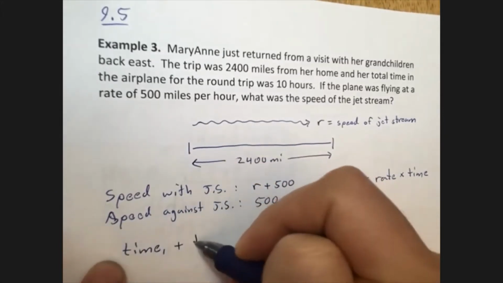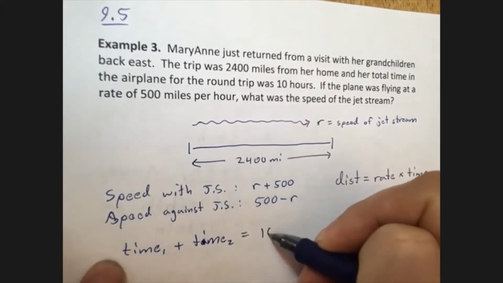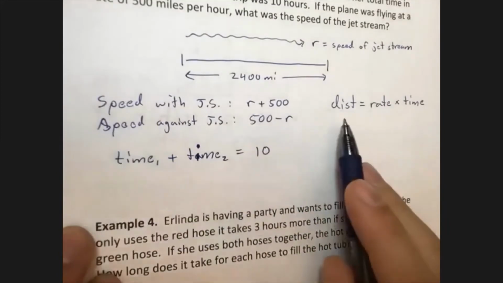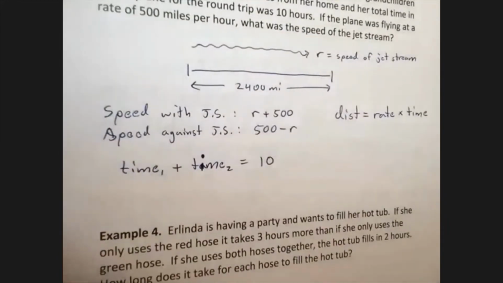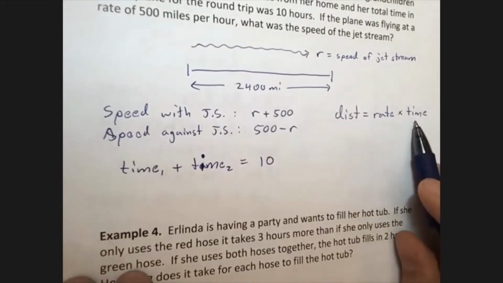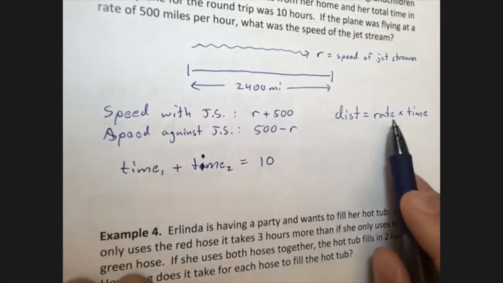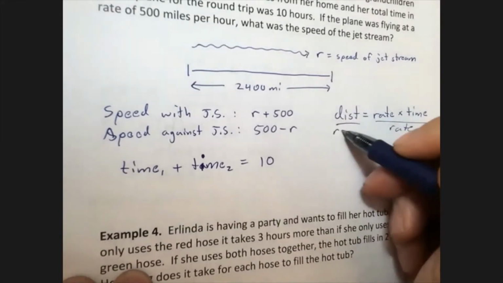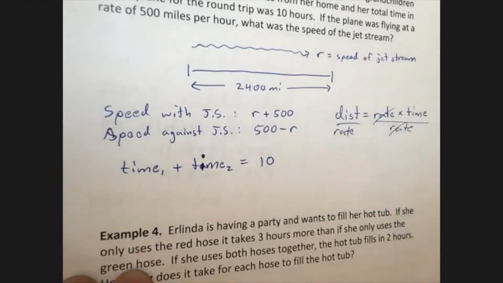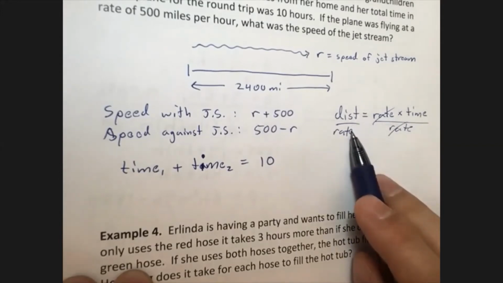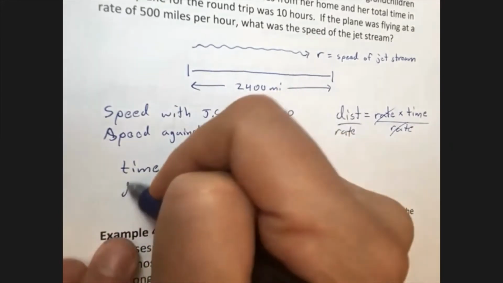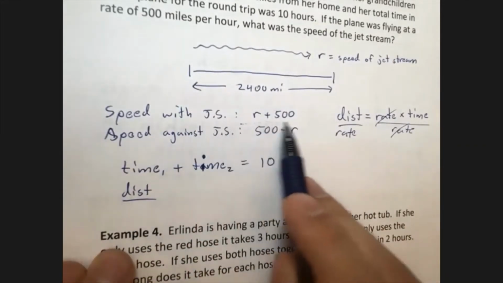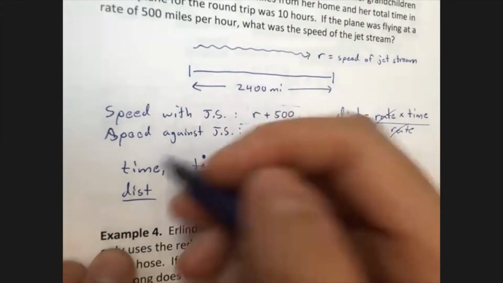So there's an equation we can look at: time 1 plus time 2 is 10. Let's see if we can turn this into an equation we can work with. Time in one direction plus time in the other direction totaled 10 hours. Well, I can express time in terms of distance and rate, because I can solve the distance equation for time. If we divide both sides by rate, the rates cancel on the right-hand side, and I see that time is distance divided by rate. So time 1 is the distance divided by the rate in that direction. Say that's where we're going with the jet stream; that rate is R plus 500.